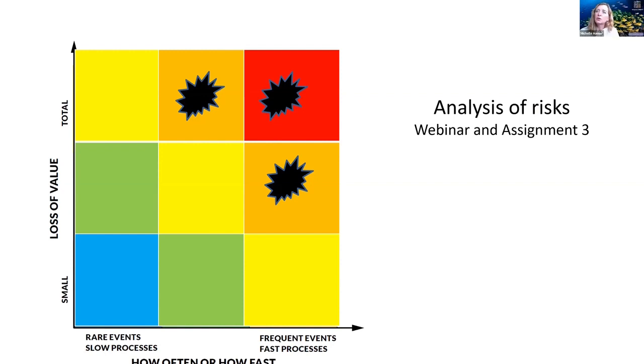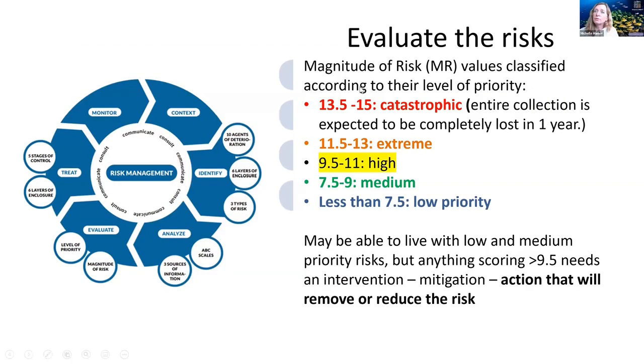So if you go back to that assignment and look, we had to score the magnitude of the risk. So we identified if there were any catastrophic, any extreme, any high, and then it goes down to less serious, so medium risk or low priority, low risk. I mean, there's a risk, but it's unlikely to happen, or if it happens, it's not going to have much impact.